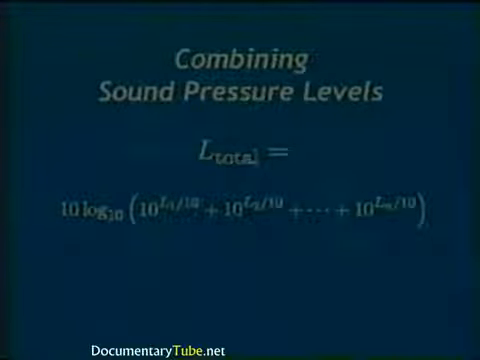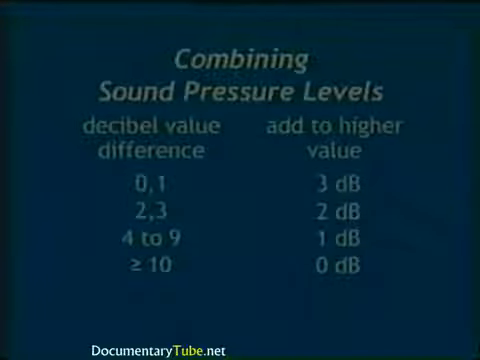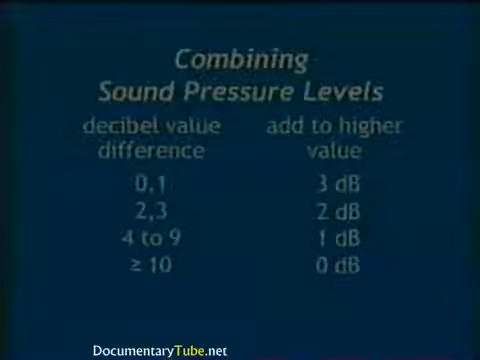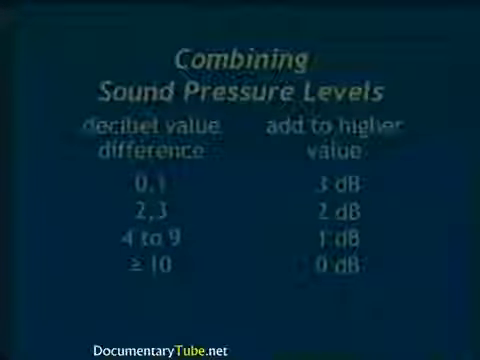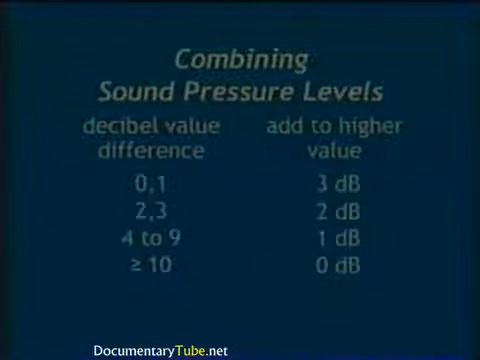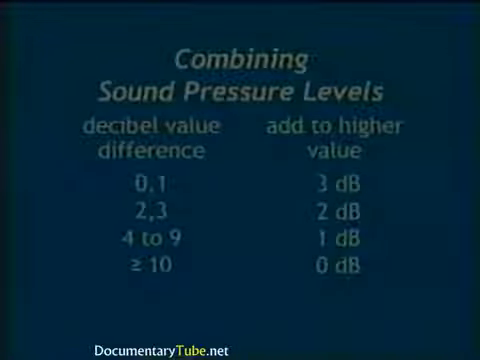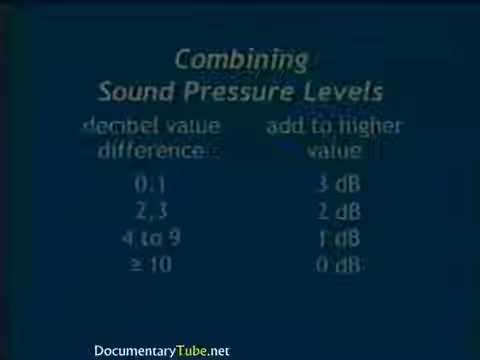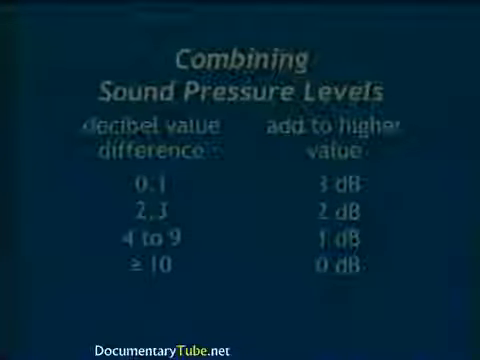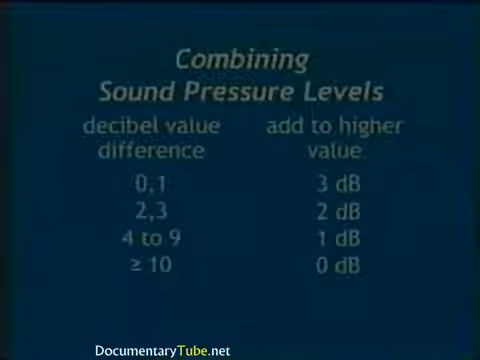sound pressure level. First, find the decibel difference between two sound pressure levels. You then add an adjustment factor to the higher of the two sound pressure levels. If the decibel difference is 0 or 1, then you add 3 dB. 2 or 3, you add 2 dB. And between or equal to 4 and 9, you add 1 dB. If the difference is 10 decibels or greater, you can safely ignore the lower level source. Under these conditions, the higher level source is said to mask the lower one.